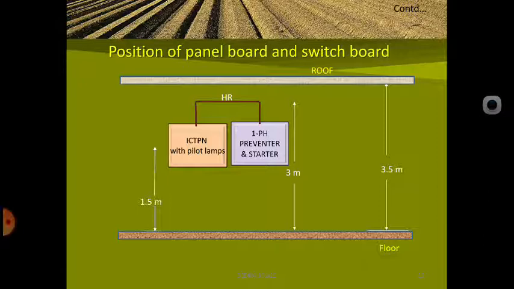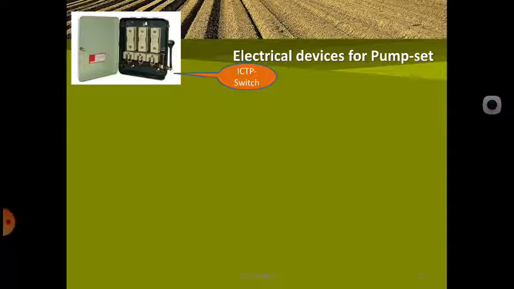So what does it contain? Before this you can see the figure, the real figures. Now, the electrical devices for a pump shed. This is an ICTPN switch, the iron clad triple pole switch. It has porcelain kitkat fuses inside, and a neutral link inside, and it can operate all 3 phases at a time. So the fuse is inside. The fuse wire is chosen based on the motor rating.